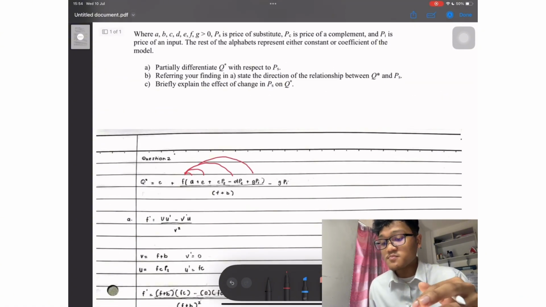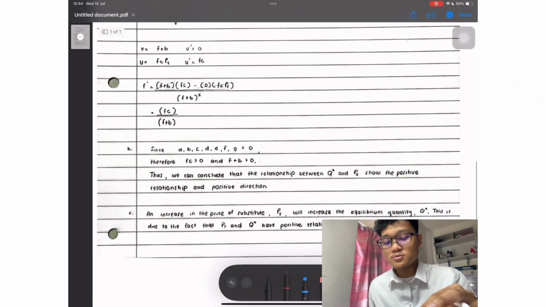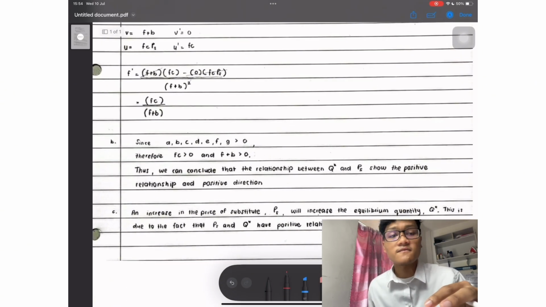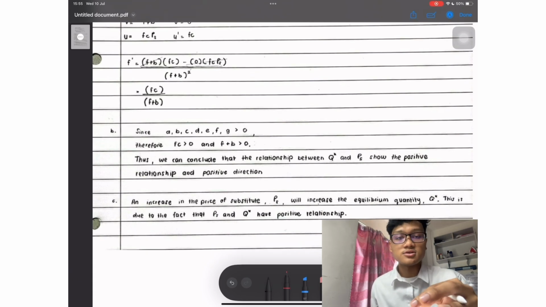Okay, so C, briefly explain the effect of change in PS on Q. Since we know that Q and PS have a positive relationship, an increase in the price of the substitute PS will also increase the equilibrium quantity, and a decrease in the price of the substitute will decrease the equilibrium quantity. This is due to the fact that PS and Q have a positive relationship between them.